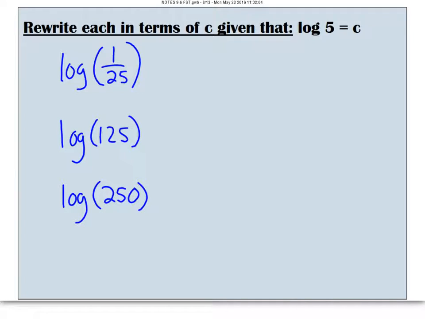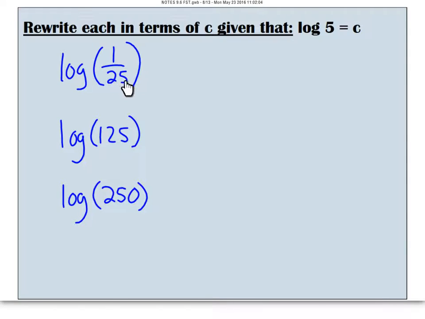Now this example is just a little bit backwards thinking, but it's great practice for rewriting these logs without using log. Here's what we know. We know the log base 10 of 5 is equal to the letter C. They want us to restate all of these without logarithms. So I need to try to restate them such that I can see the log of 5s. Now they're all base 10, so we're good on that.